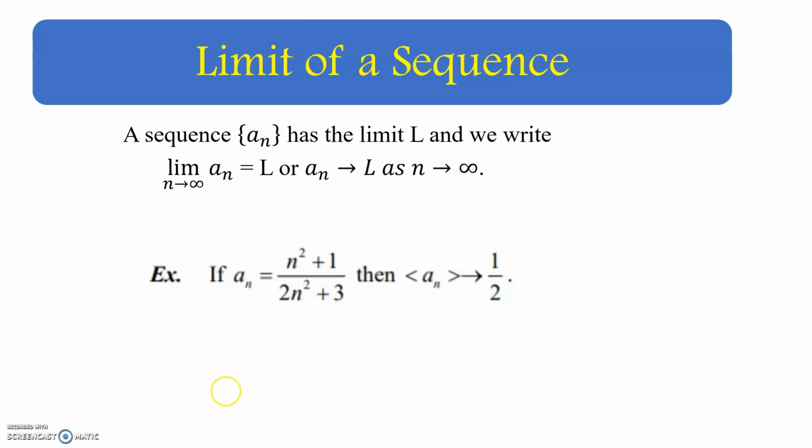Now apply the limit. In the numerator we have 1 plus 1 by n square. So n tends to infinity, 1 by infinity is 0, so only 1 we will get. In the denominator we have 2 plus 3 by n square. Here also if you apply n tends to infinity, this term is 0. So you will get 1 by 2. So if you take the limit n tends to infinity, we get the value 1 by 2.